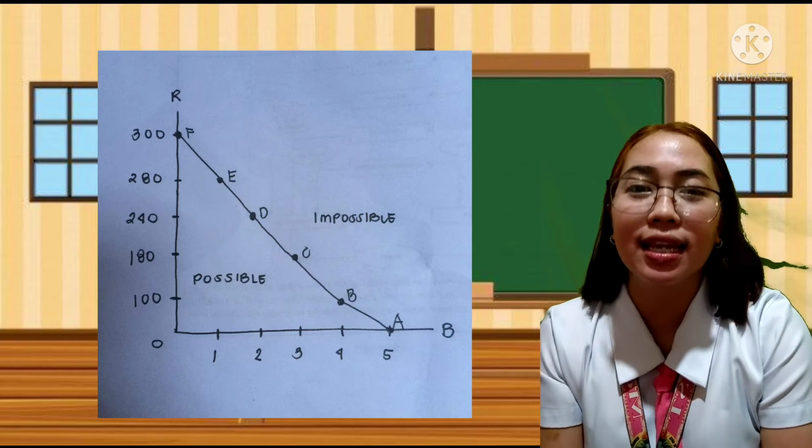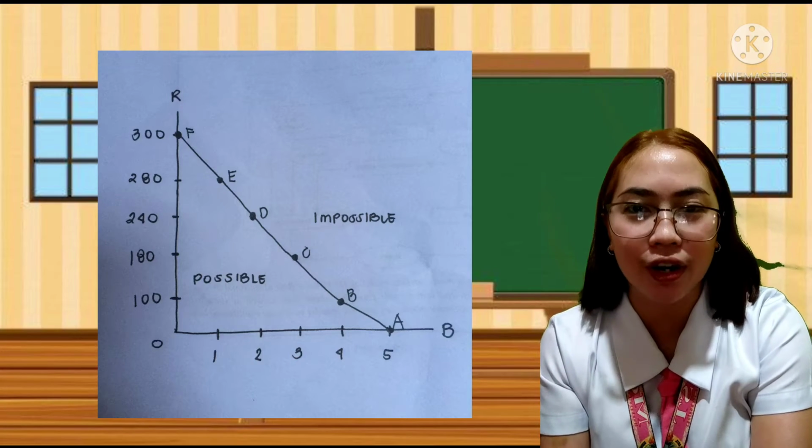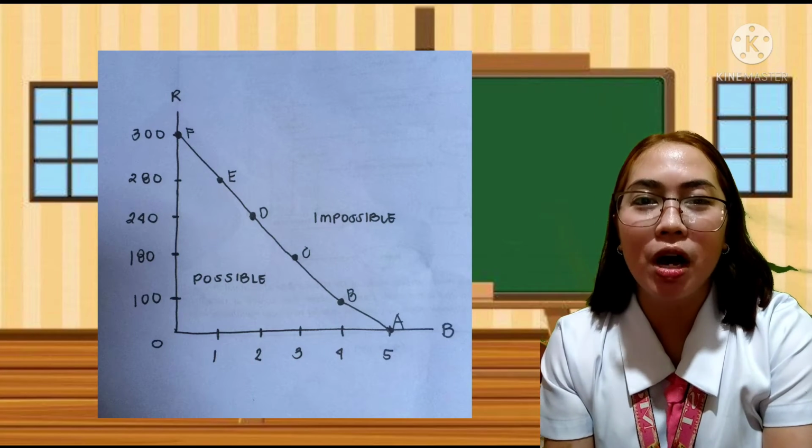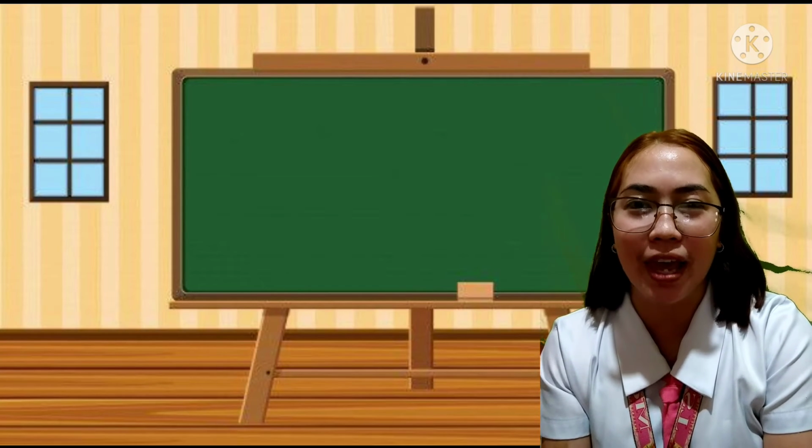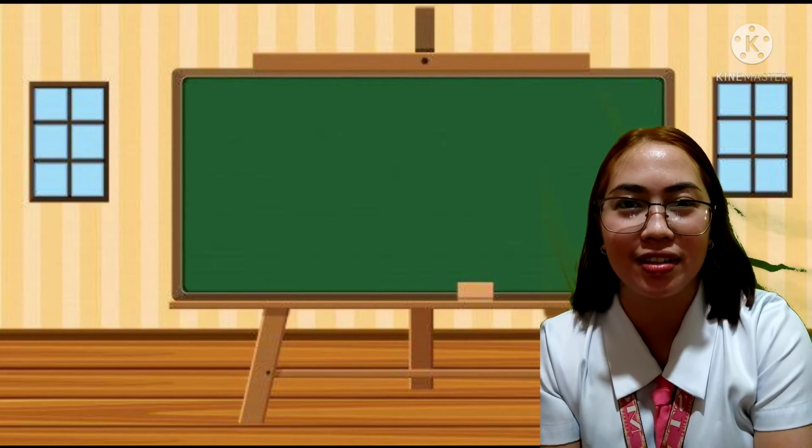Now, any point that is inside the curve or below the curve, all of these are possible. And that is what's meant by the PPF, or production possibility frontier.